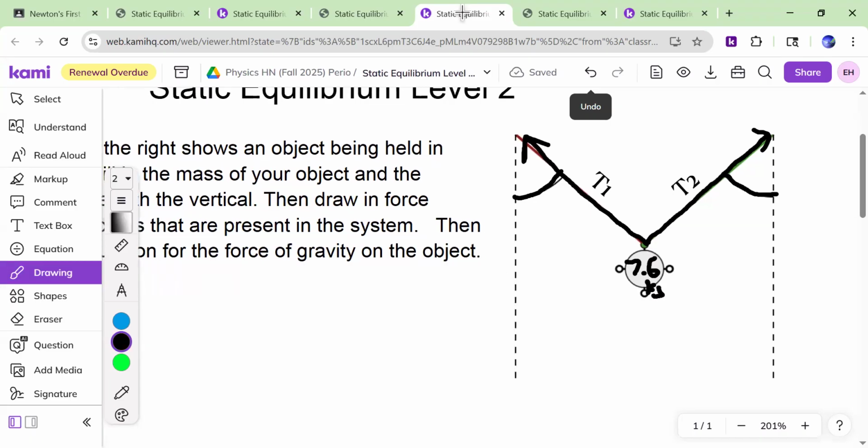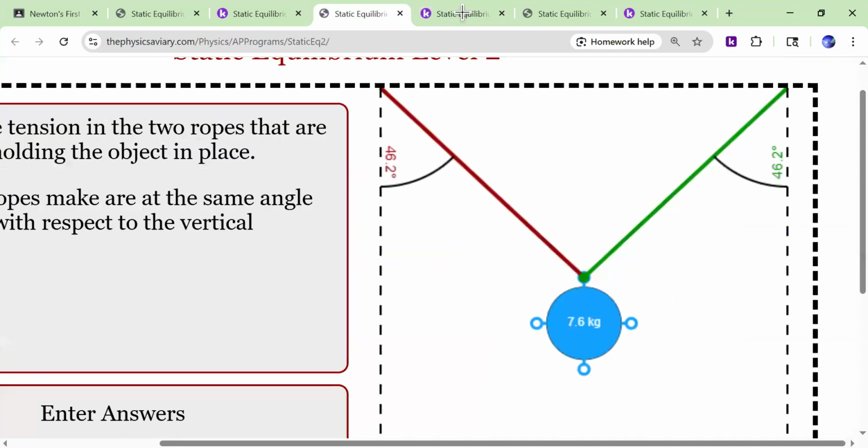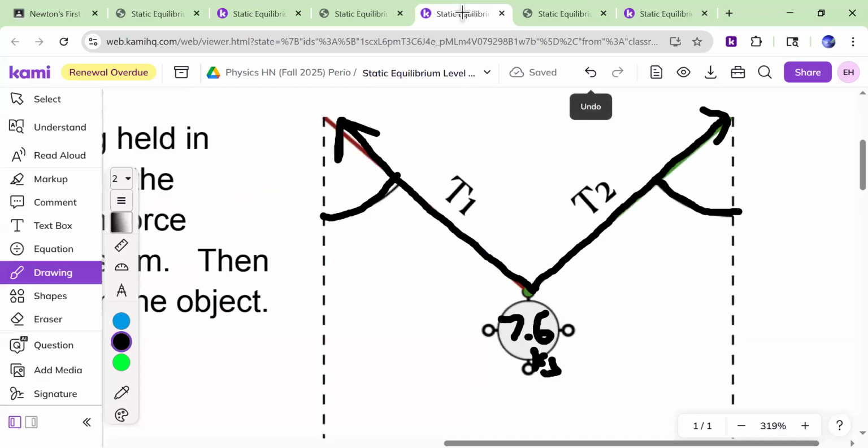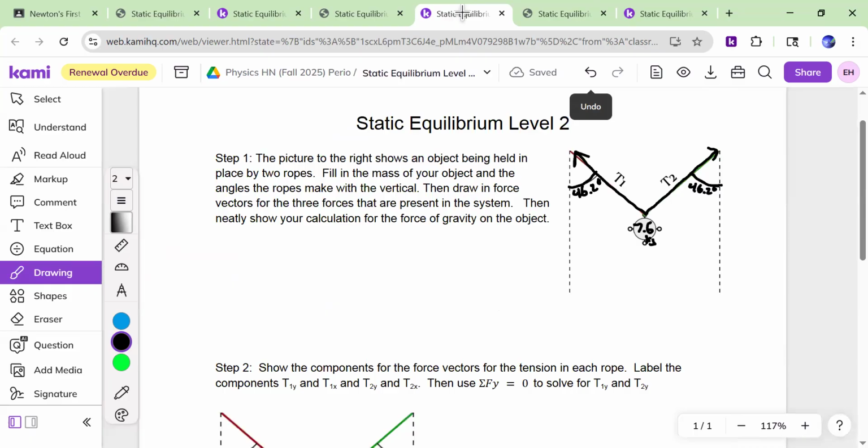There we go. My angle is 46.2 degrees, 46.2 degrees. Okay. And what I'll do is I'm going to go down. I've got my information there.